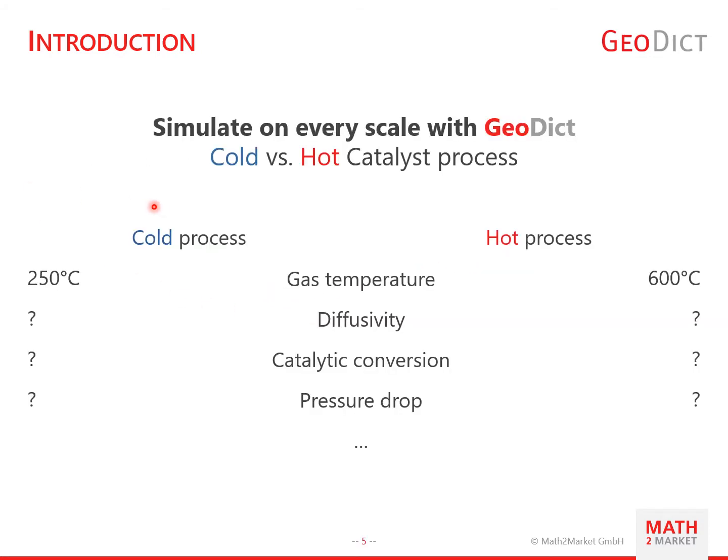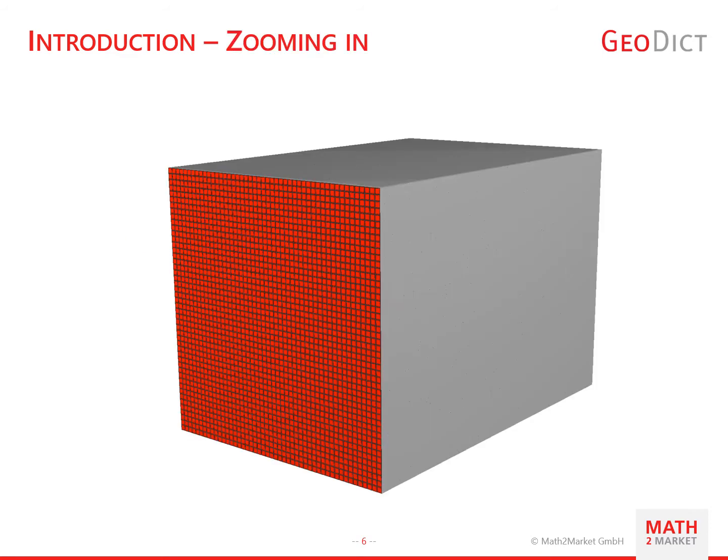To show that it's really possible, I have brought some examples with me. I will simulate on every scale, on a hot process and a cold process. I will show you differences in diffusivity, catalytic conversion, or pressure drop on these different scales and different temperature regions. I will start here and show you our whole model, and we will zoom in and stop at the different scales.